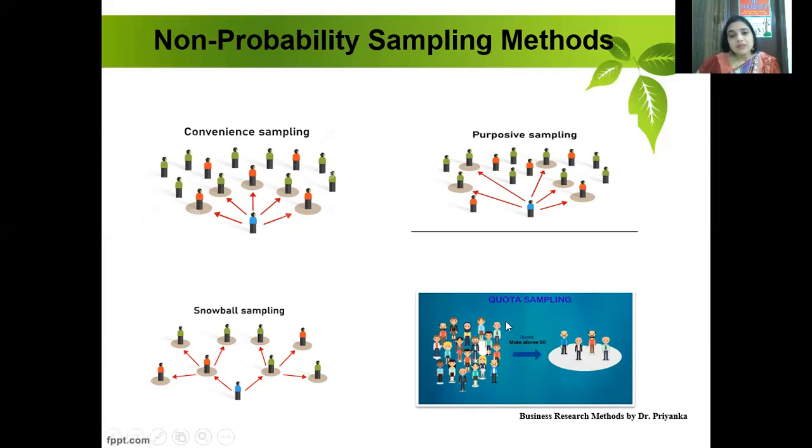Then quota sampling. Quota sampling basically is choosing different clusters or strata, you can say, and you will be deciding people from them. For example, if you want to choose only males from a company who are above 50, then you'll be choosing only 50 males who are above 50 from the company. So this is actually a quota. Or for example, you want to choose 10 men and 10 women, that is also a kind of quota sampling.